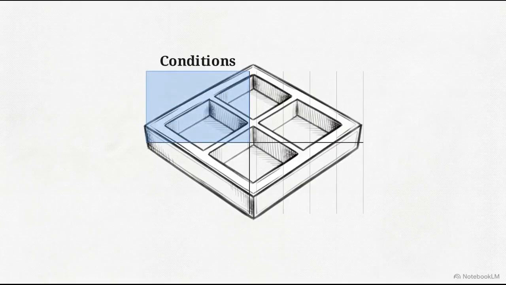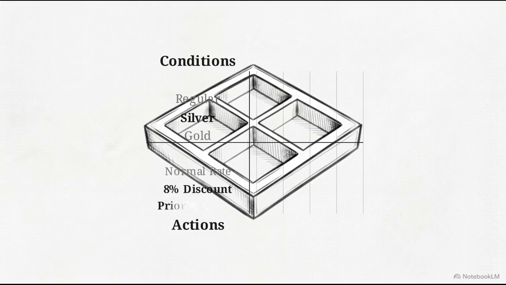We reserve the top left for the input conditions and the bottom left for the resulting actions that the system must perform. Let's apply this to a print shop system where customers are assigned tiers based on volume. We place those states, regular, silver, and gold, directly into the conditions quadrant. Next, we define the perks. The system can apply a normal rate, an 8% discount, or place the order in a priority queue. These are listed in the actions quadrant.